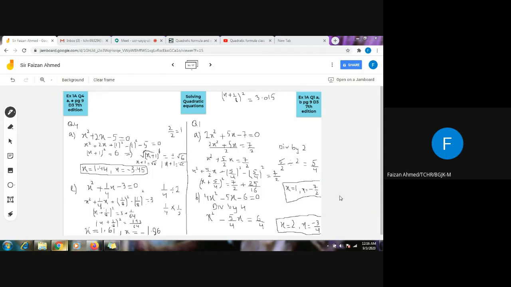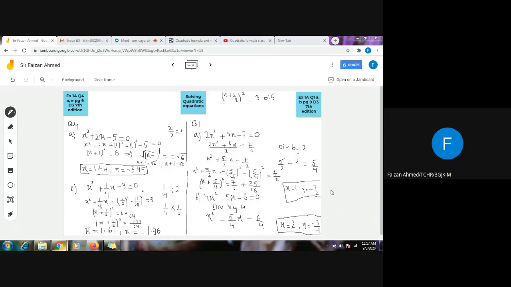Assalamu alaikum. Students, in this video, we'll be looking at some more questions on how to solve quadratic equations by completing square method. And we have four questions in this video. In the first two questions, the coefficient of x square is 1. And in the last two questions, the coefficient of x square is other than 1.